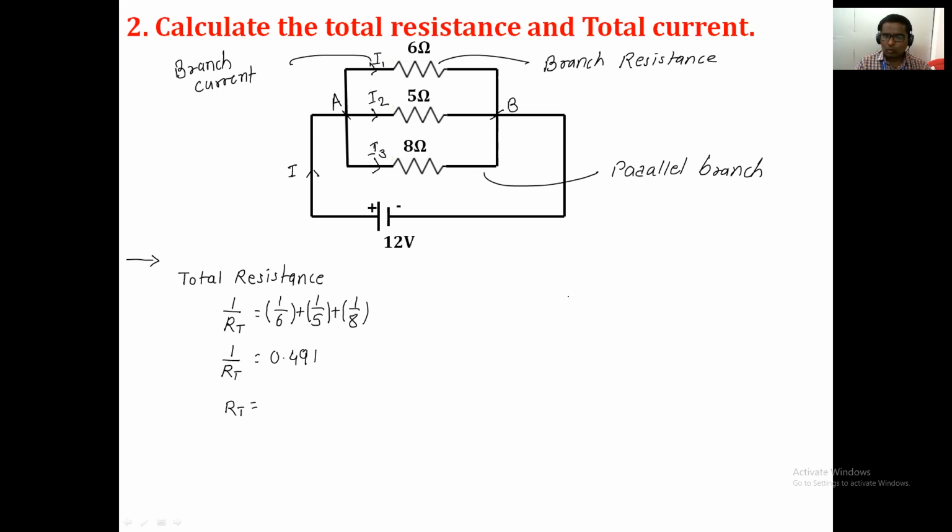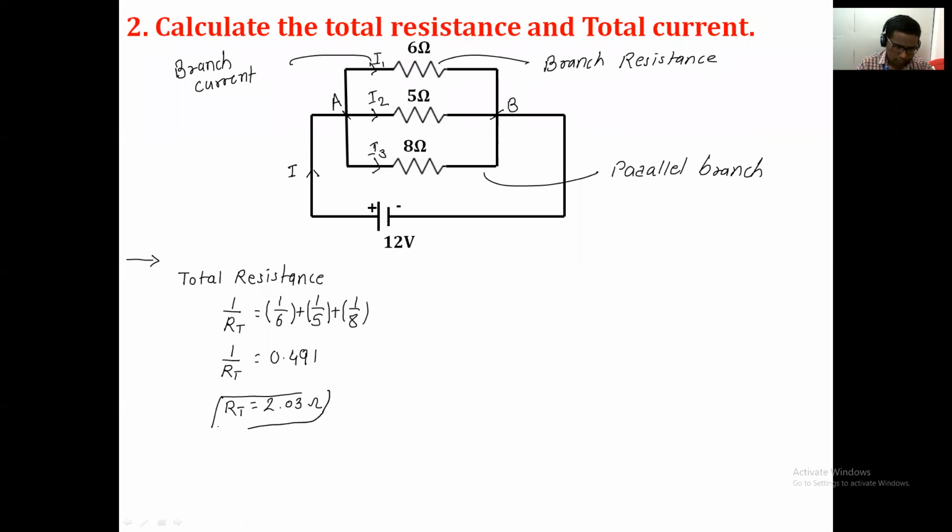Now keep this answer on your calculator as it is. Just type 1 divided by, and press the answer key, ANS, then equal to, and you will get the reciprocal of that answer. Give me that answer. What is that R total? 2.03. 2.03 ohm. This is the total resistance.